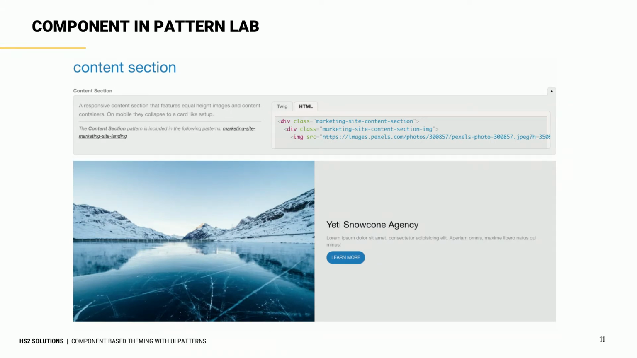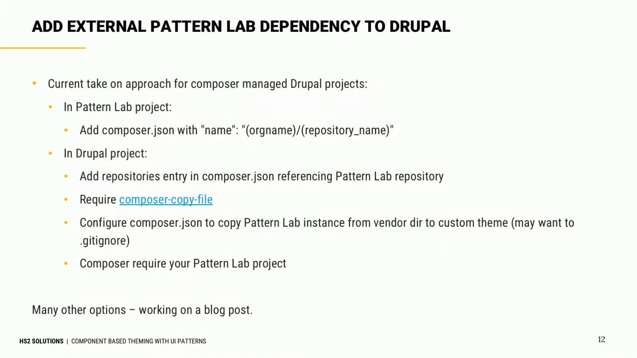So now that we have all of these things, we can build our pattern library and see this component in Pattern Lab. Here's a screenshot of what it looks like. It looks like what we expect. We see some of our documentation, example markup. So again, now this component exists in our pattern library, and we can start thinking about how we are going to use that in our Drupal theme.